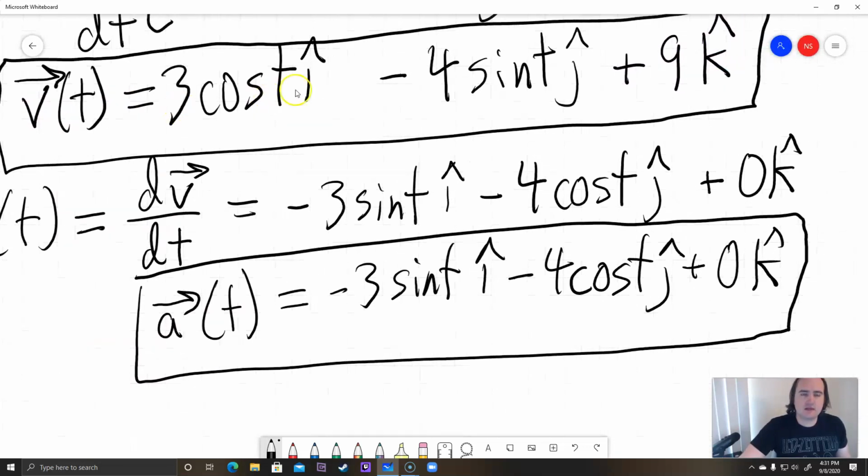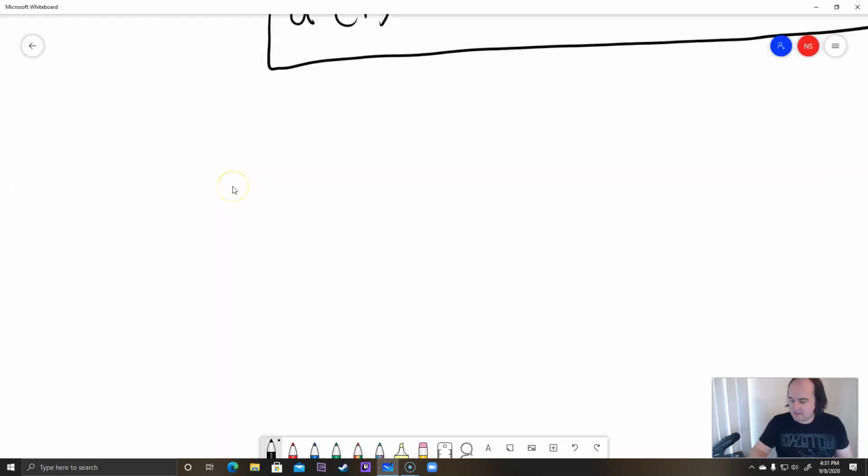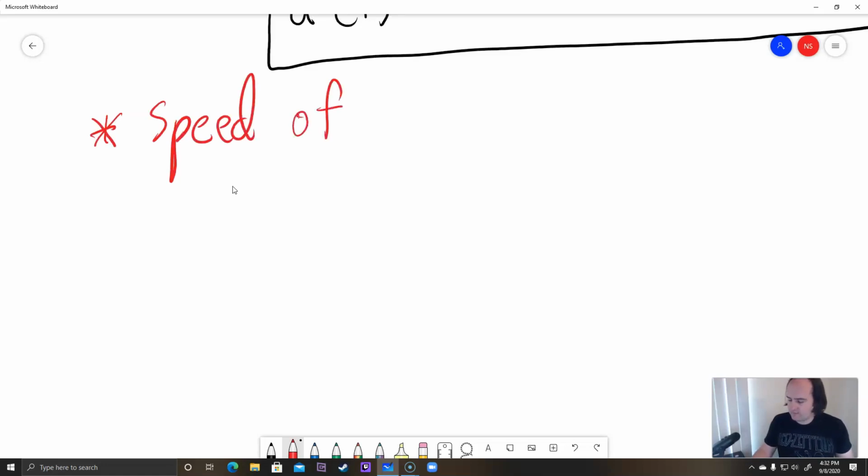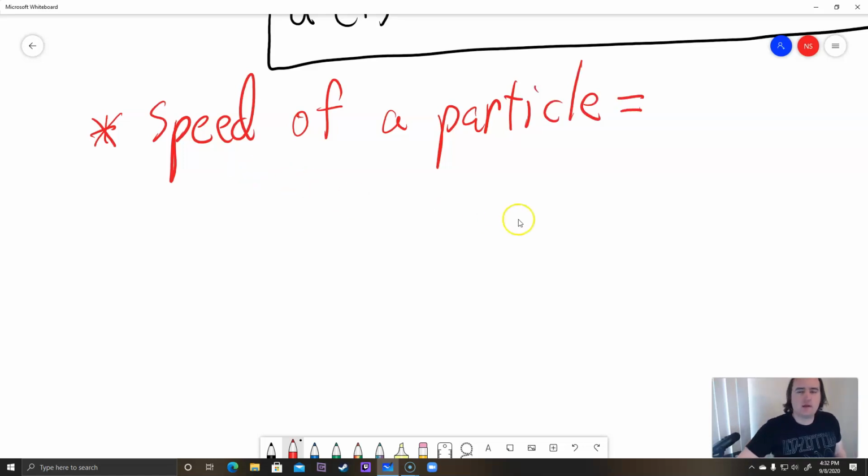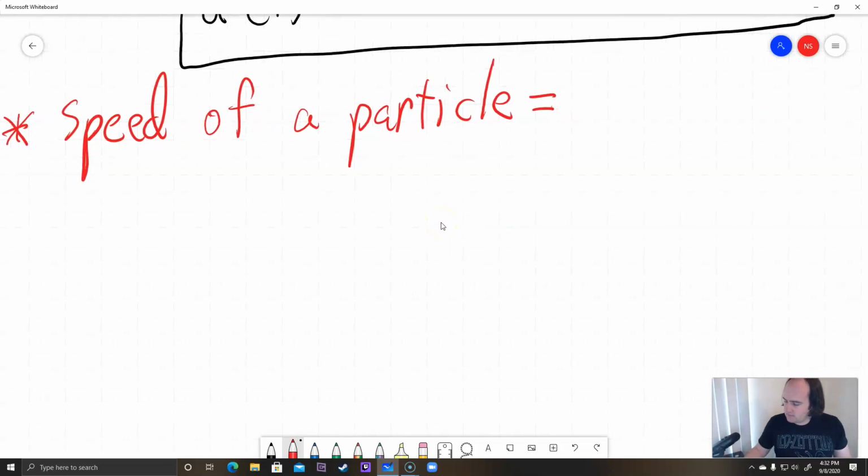We know that v(t) is 3 cosine of t i minus 4 sine of t j plus 9k. And we want to express that as the product of its speed and direction. So the speed of a particle is the same as the length of its velocity, the same as the length of v of t. Notice I put the vertical lines, which means the length of v.